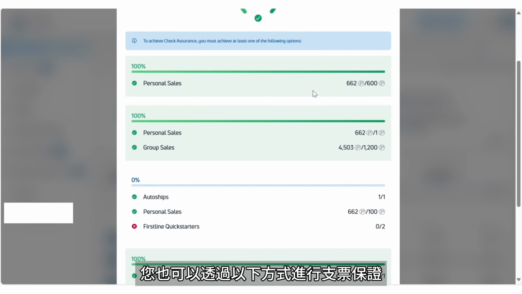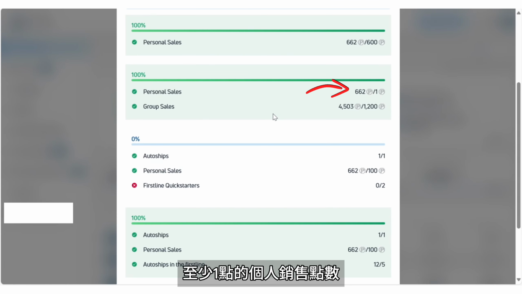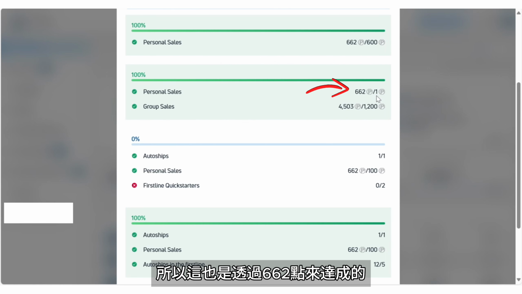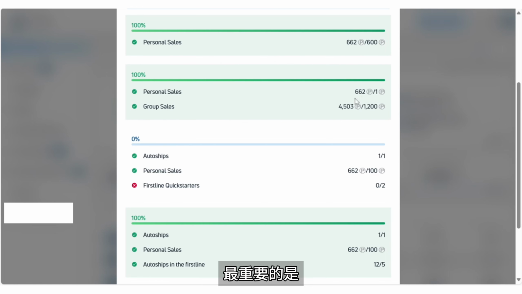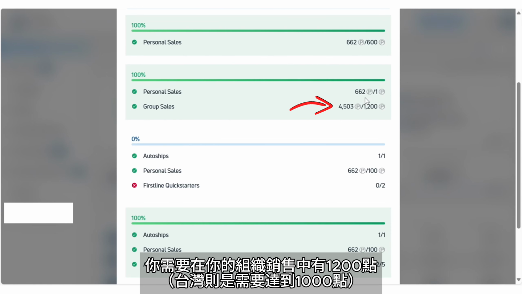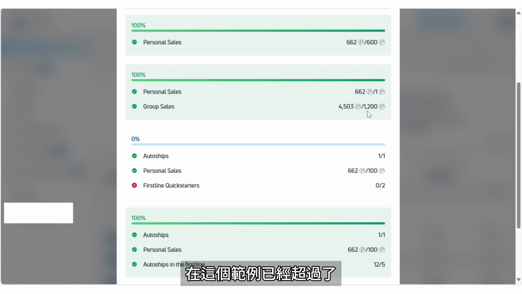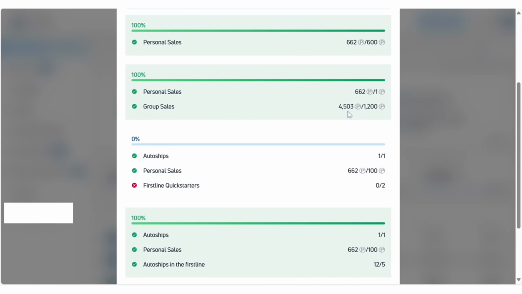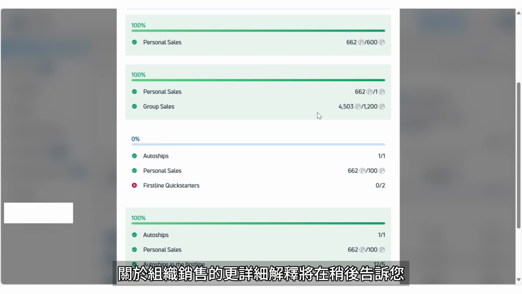You can do your check assurance by having minimum 1 point personal sales. So this is achieved with 662 points as well. And on top of it, you need to have in your group sales 1,200 points, which is overpassed here very much with 4,503 points. A more detailed explanation to group sales will come in a minute.